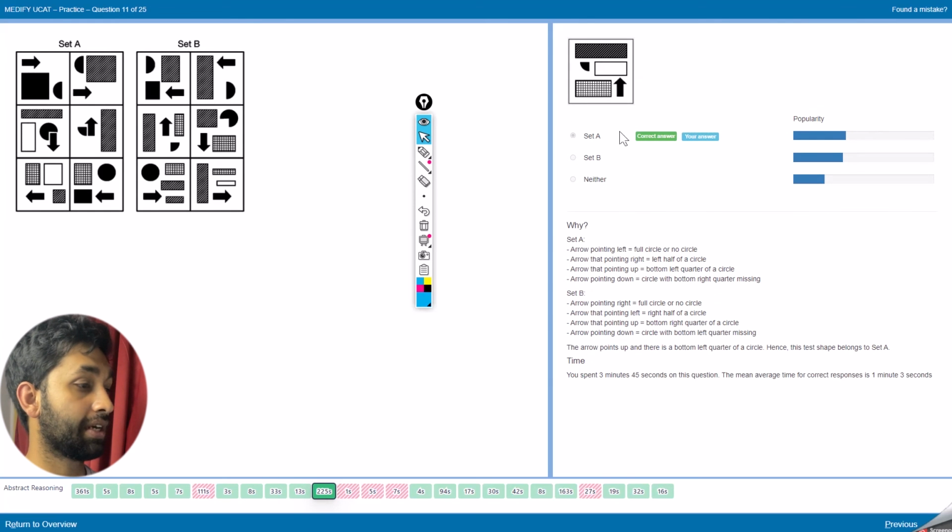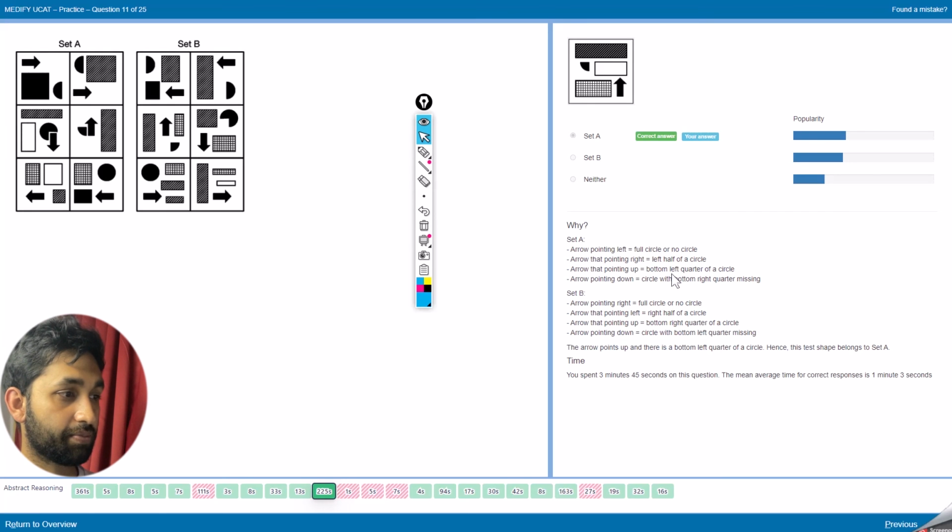Okay, this question. Now, this question was meh. Like I said before, there was a lot of stuff going on. And once again, it had to be something to do with the arrow, but I couldn't see it immediately because I was like, what is actually going on? The thing that put me off the most is that if an arrow is pointing to the left, then it's a full circle or no circle. The fact that it can be either one of both just makes it a whole lot harder and very, very confusing.